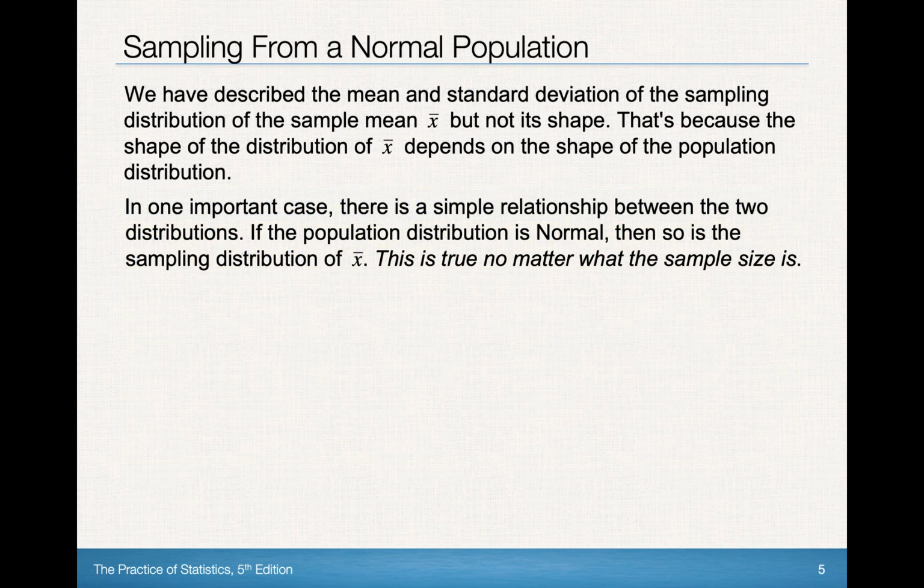Okay. So we have described the mean and standard deviation of a sampling distribution of sample mean X bar, but not shape. Right? We found the mean and standard deviation. That's because the shape of the distribution of X bar really depends on the population distribution. So again, the mean and standard deviation do not depend on the population distribution shape. However, the shape of my sampling distribution does.